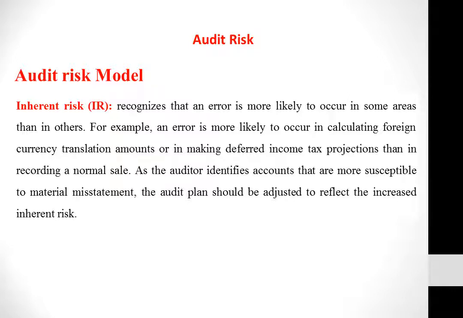So the auditor must plan his audit plan, and it should be adjusted to reflect the increasing inherent risk, to reflect that there is an increase in these types of accounts. As an auditor, he must identify these accounts that are more susceptible or more willing to have errors or material misstatements. For example, foreign currency translation. This is one kind of account. Maybe when I translate foreign currency from dollars to Egyptian currency, for example, this may cause some mistakes. When I calculate deferred taxes, income taxes, maybe there are some errors. This type of accounts is prone to errors or misstatements. Okay?